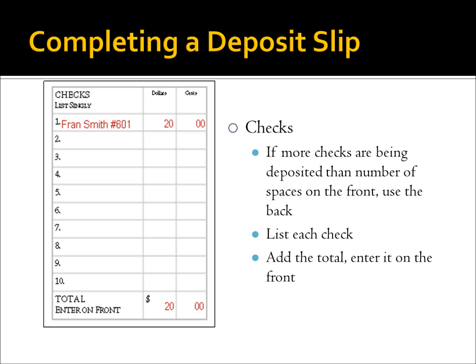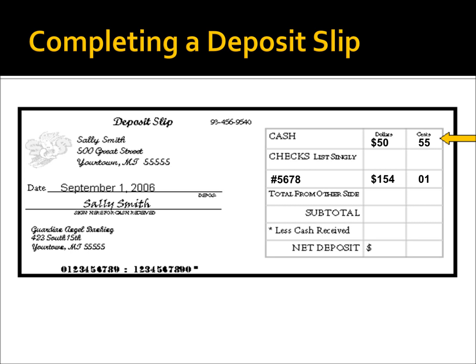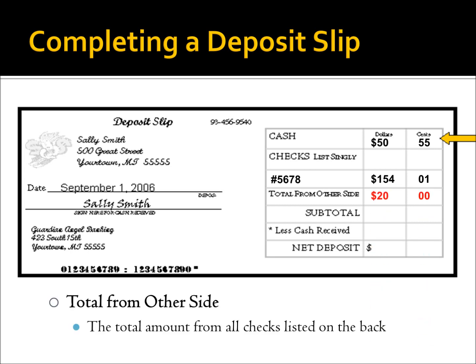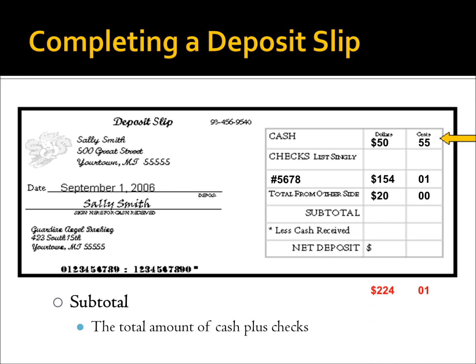So, we're going to take that $20 that we have in the back, and on the front of the deposit slip, we have a place to list that $20. It says total from other side, $20. That's all we had on the back. Our next area is the subtotal. The subtotal tells you to stop where you're at and add up everything that you're depositing so far. Okay, we're depositing $50.55. We have one check for $154.01. We have another check for $20. So we add up all three of those numbers. We end up with $224.01.